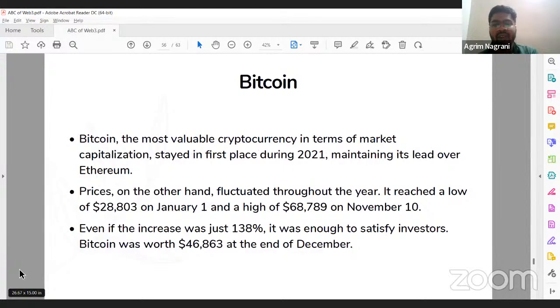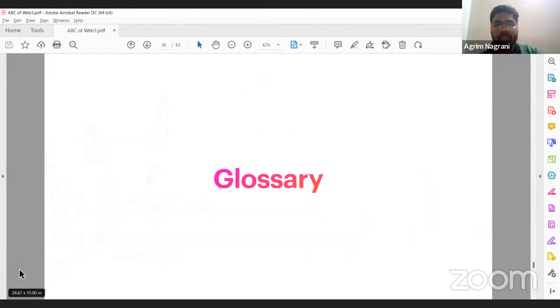And Bitcoin, as we all know, has gained quite a lot of value in the cryptocurrency space, increasing from 28,000 and going to an all-time high of around 68,700 USD, making almost a $1 trillion Bitcoin economy.